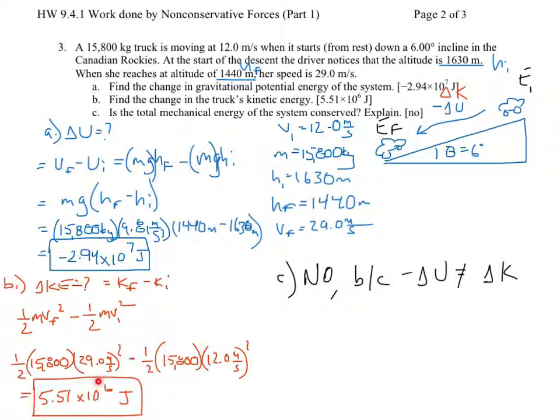All right, so that discrepancy between this and this right here tells us that there was some non-conservative work done to that truck, probably by friction, and therefore that amount of work is not accounted for, so we say that it's non-conservative. So there you go. There's homework 941. That's problem number 3, parts A, B, and C.